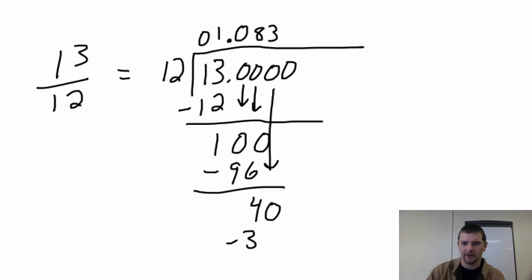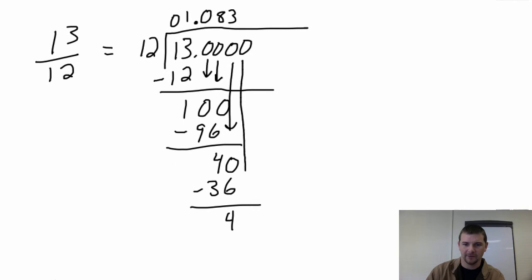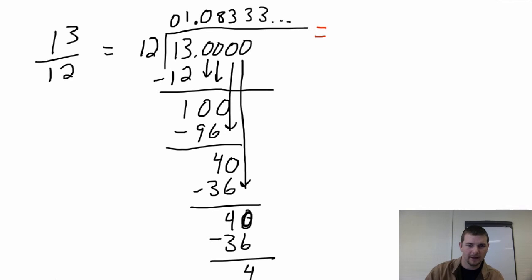12 times 3, 36. And see what's going to happen? A 4. That looks familiar from the previous step. Dropping down a 0, 40. 12 goes into 40. Well, 3 times again without going over. Subtracting 36. And another 4. So here's our repetition. 3, 3, 3, and a few dots. Or, using the notation, 13 over 12 equals 1.083 with a bar over the 3.